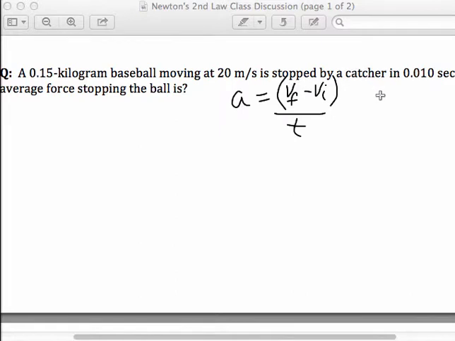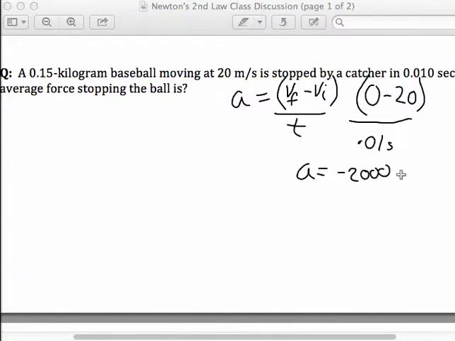And so the final velocity would be 0. And the initial velocity is 20 meters per second. And it takes the catcher 0.01 seconds to stop this ball. By doing this little math problem, I can calculate the acceleration is about negative 2,000 meters per second squared. Take my word for it that if you put 20 divided by 0.01, you get negative 2,000 meters per second squared. So that's the acceleration.